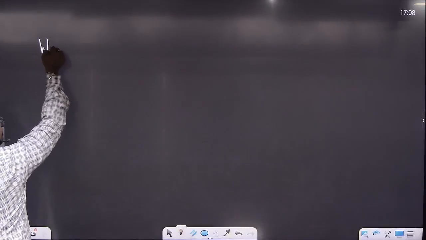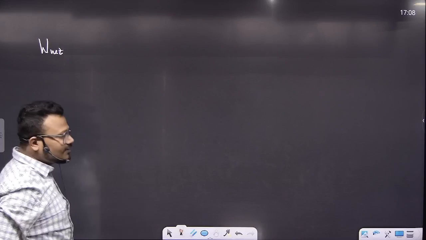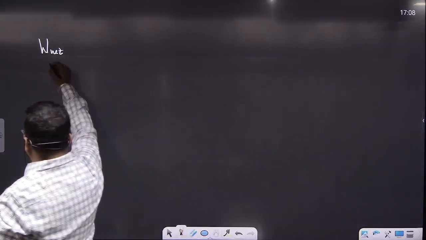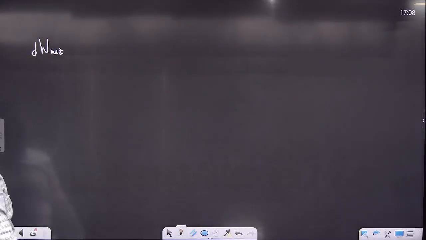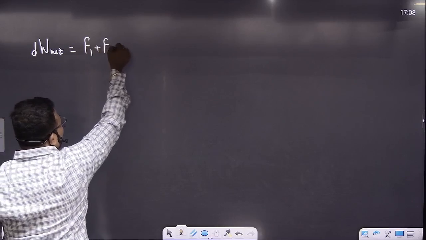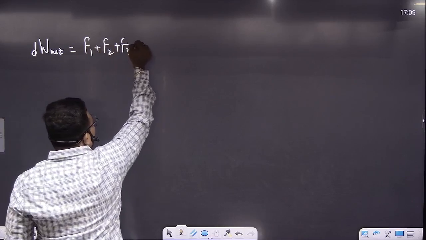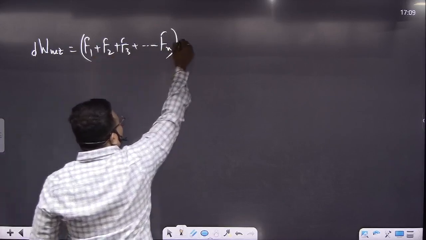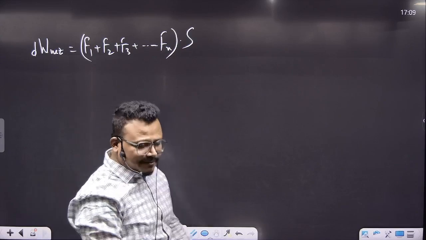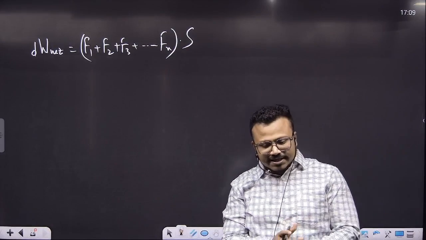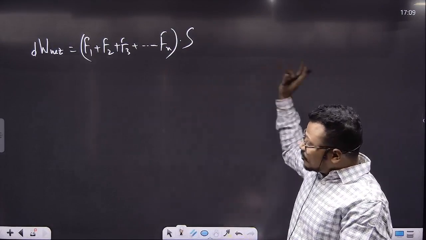So work done said what? If I talk about the net work done, so for the small particle, d net work done, I am taking. So d net work done, what we will write here: F1 plus F2 plus F3 and so on till Fn, dot ds. This only we will write. When we are writing this, F1 to Fn, all the forces I have taken.